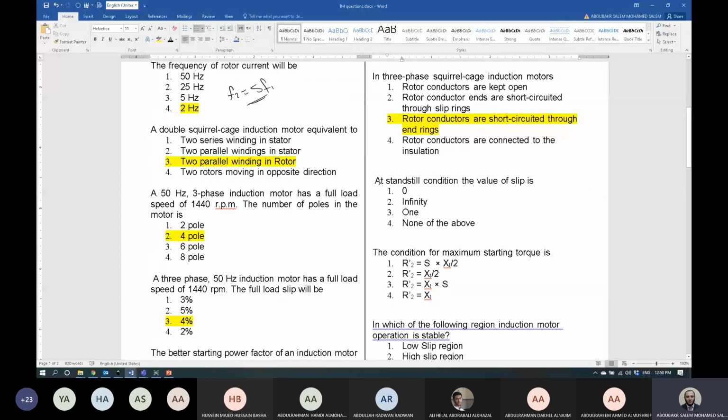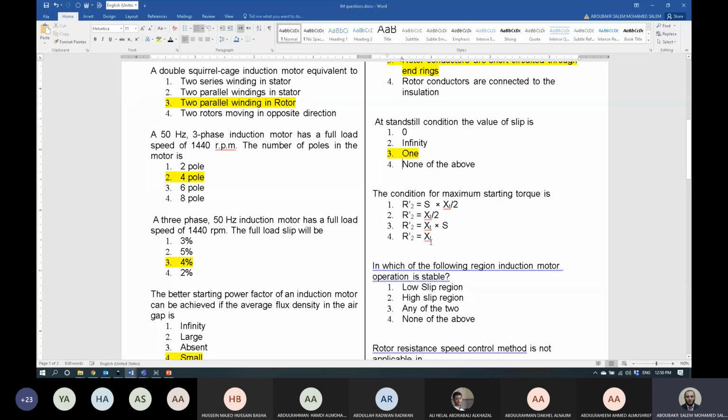Another question: at standstill, the motor speed is 0. At standstill condition, the value of the slip is 0, or infinity, or 1, or none of the above? 1, exactly. The condition for maximum starting torque, we just solved this in our problem. The condition of maximum starting torque is R2 prime equals S multiplied by X over 2, or R2 prime equals X over 2, or X multiplied by S, or X.